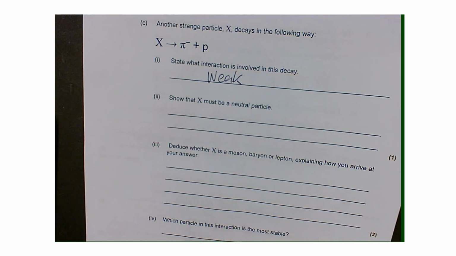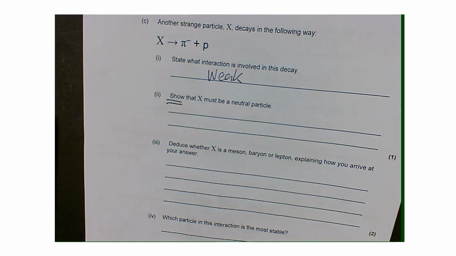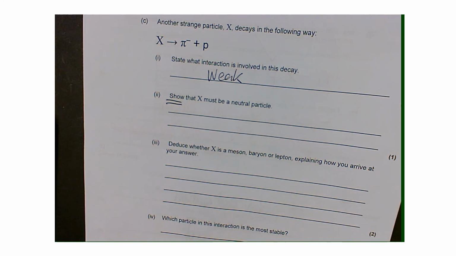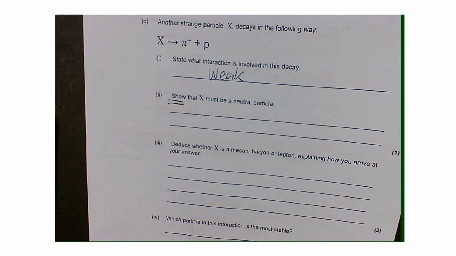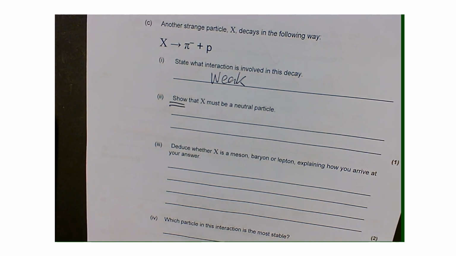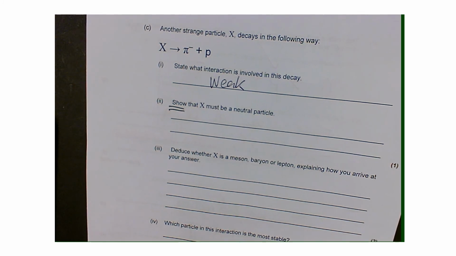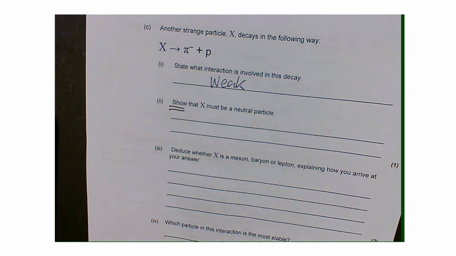Show that X is a neutral particle. So this is a show question. What do you need? What means that X must be neutral? How are we going to get that? George: As it's pi minus, it has a charge of -1. And the proton has a charge of +1. That means the overall charge on the right is 0. On the left has to be 0 as well. Yes, it has to be 0 because the charge is conserved.